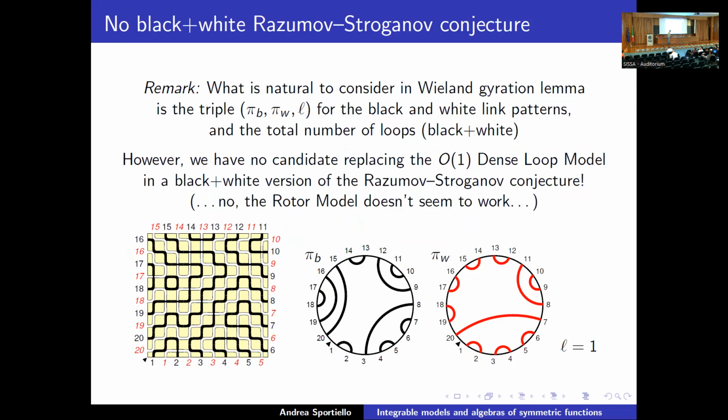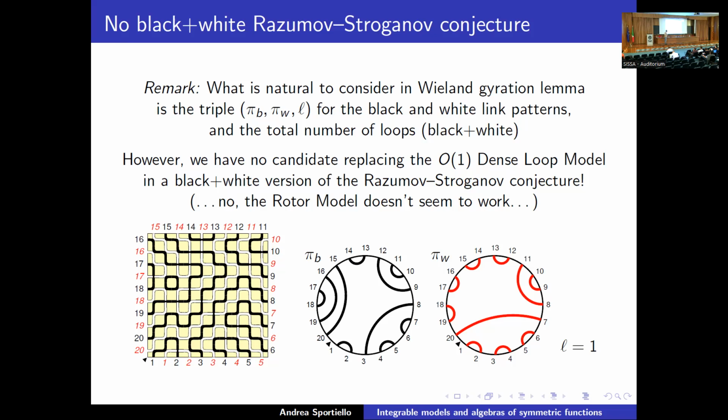Very well. So that's it for the good news. And now we have 2 bad news. Wieland giration works for the white and black link patterns simultaneously, and the counting of the loops, black plus white, altogether. So it is natural to expect that if you really want to squeeze out all the possible consequences of this tool, you will have some Razumov-Stroganov type of conjecture involving black and white. But we never could cook up such a model on the FPL side and on the O1 side, sorry.